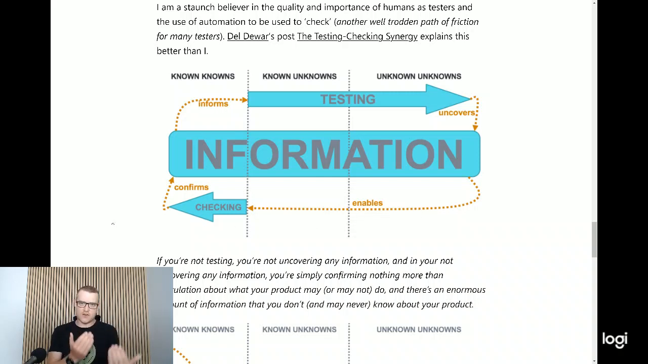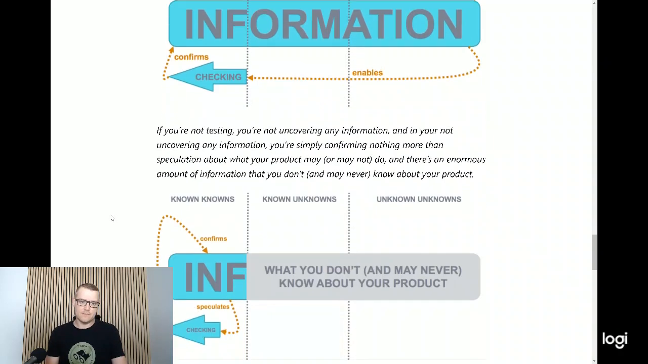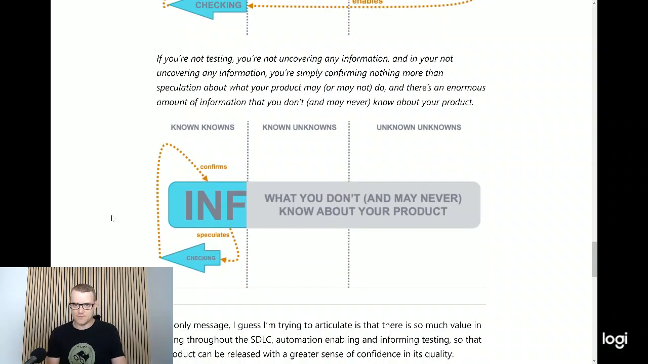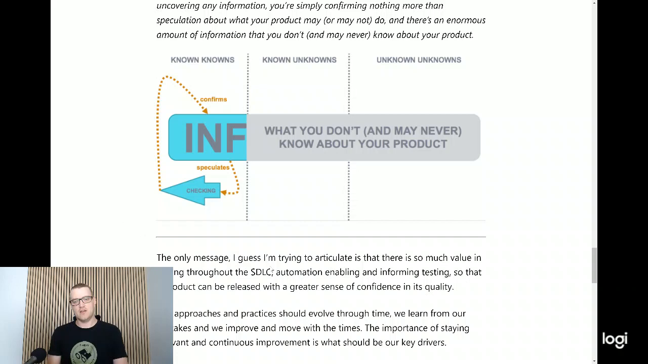And then we can confirm the quality, or, whether we want to use the word quality, at least whether things are working how they should. And he's written here, if you're not testing, you're not uncovering any information. And if you're not uncovering any information, you're simply confirming nothing more than speculation about what your product may or may not do. And there's an enormous amount of information that you don't and may never know about your product. That is what testing should be there for. That's highlighted in this second image here, where you're only confirming speculations.